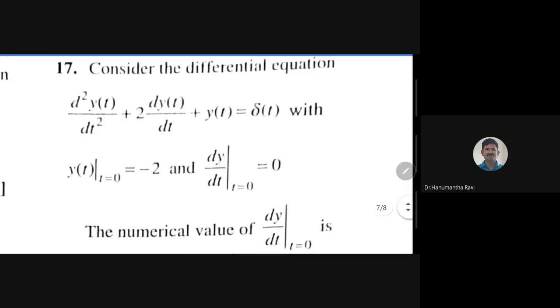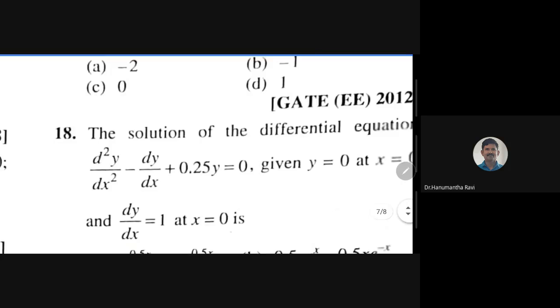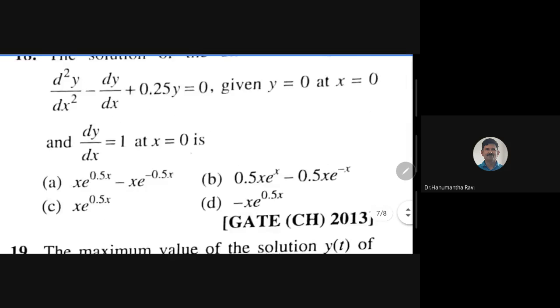The order of the differential equation here, order is 2. Highest order derivative, it is 2. So B is correct. Consider the following differential equation. The numerical value of this, we need to find the general solution first and then do it. So you try this problem.